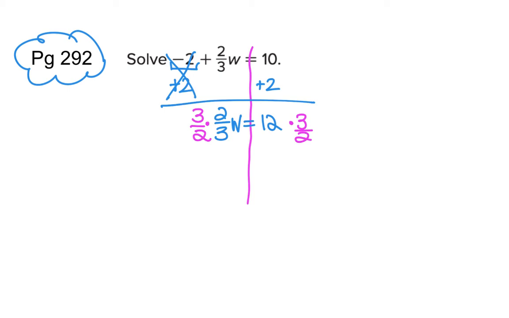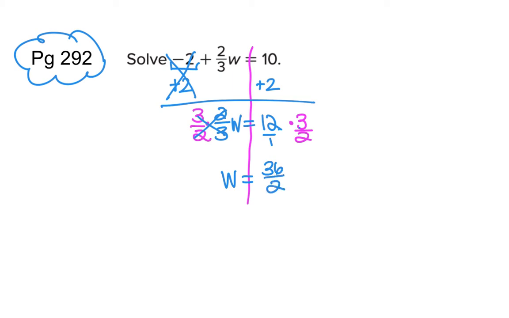And then if I do 3 times 2, that's 6. 2 times 3 is 6. 6/6 equals 1. And so this is going to cancel out to 1 times w, or just w. And then I'm going to do 12 times 3 over 2, and that's 12 times 3 is 36. 1 times 2 is 2.